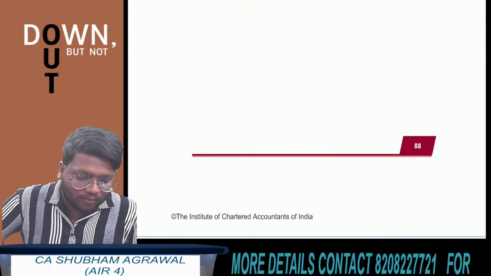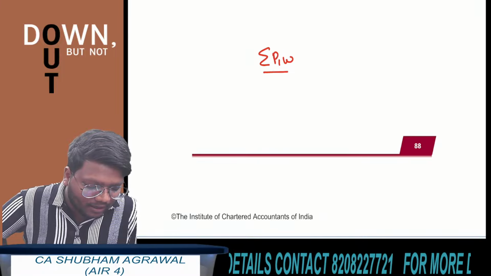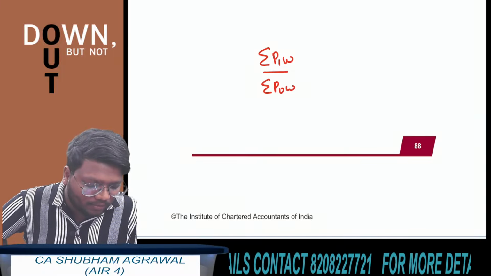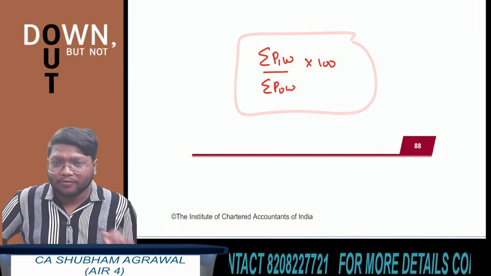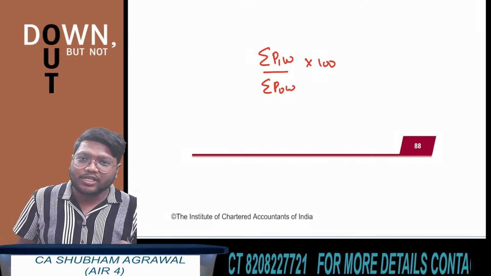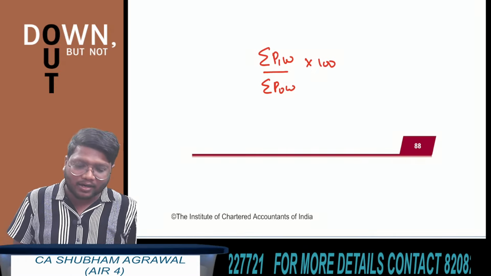See, the general formula of weighted price index number is what? Summation of P1 multiplied by W divided by summation of P0 multiplied by W multiplied by 100. This is the general formula of weighted price index number.